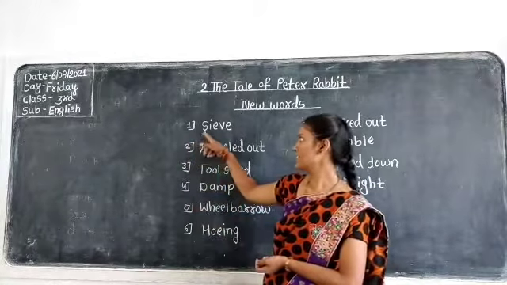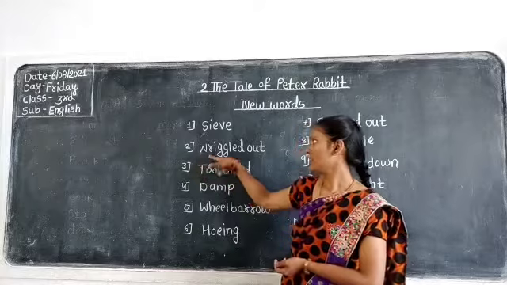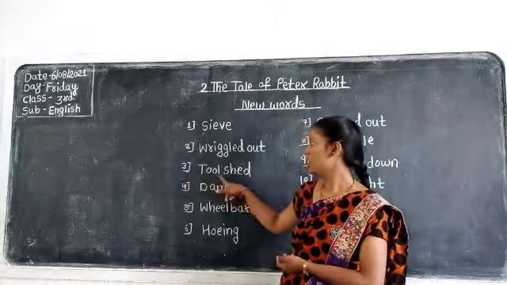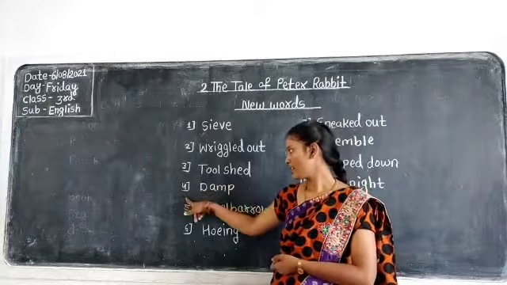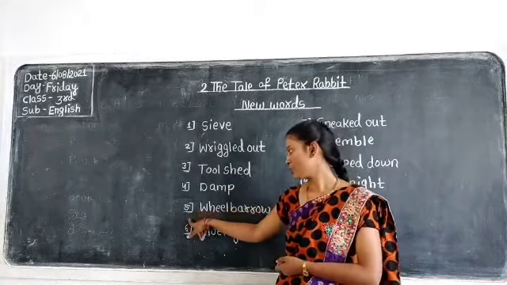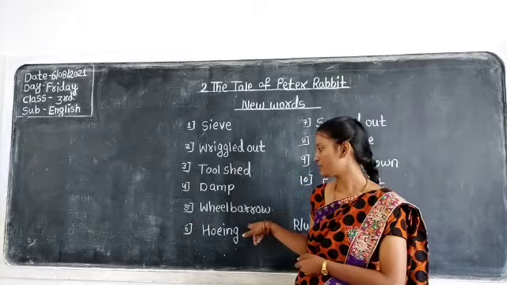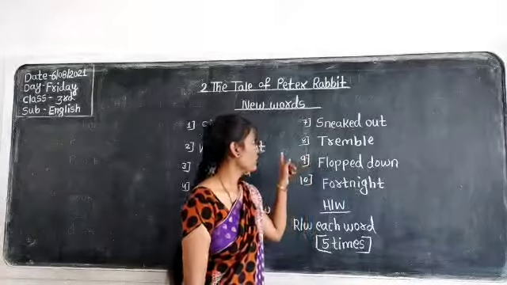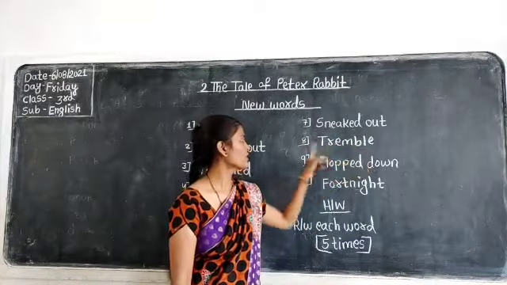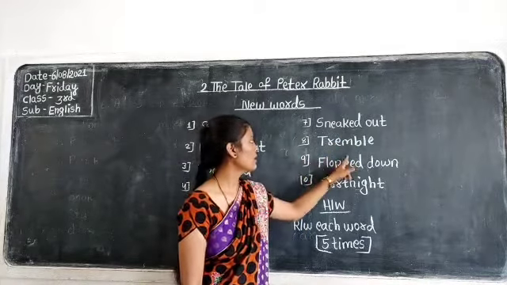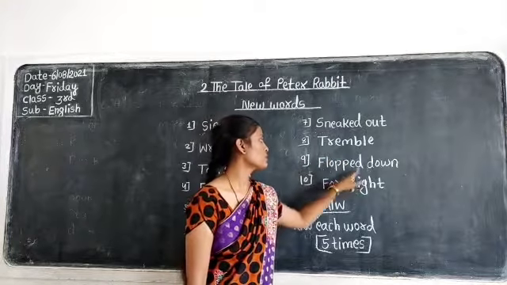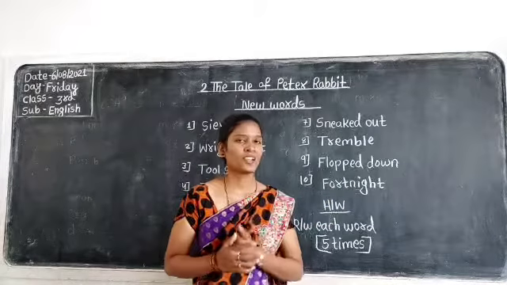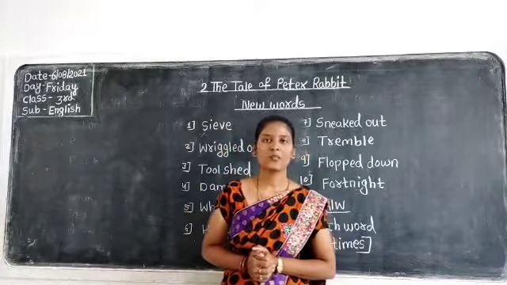Children, one more time I will repeat these words. So the first one is seed. Second one is wriggled out. Third one is tool shed. Fourth one is dam. Fifth one is wheelbarrow. Sixth one is hoeing. Seventh one is sneak out. Eighth one is tremble. Ninth one is flopped down. Tenth one is fortnight. Okay children, it was all about new words.